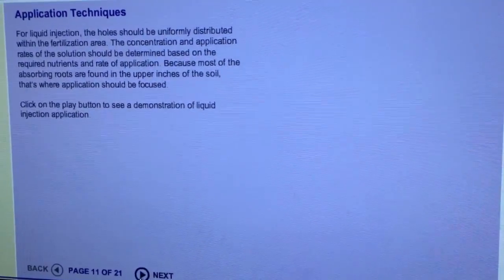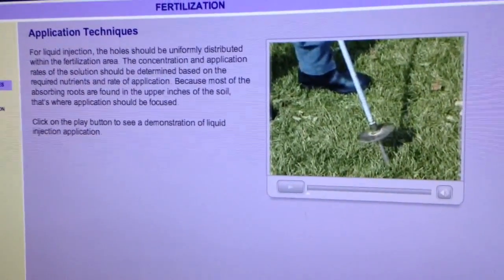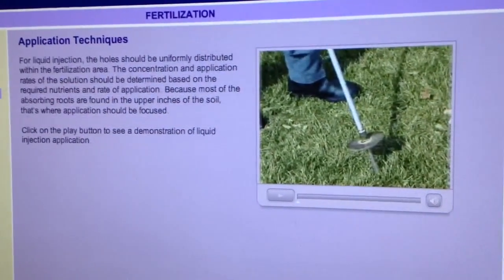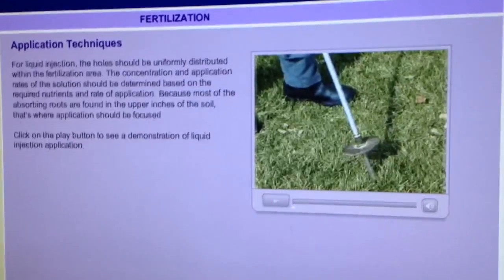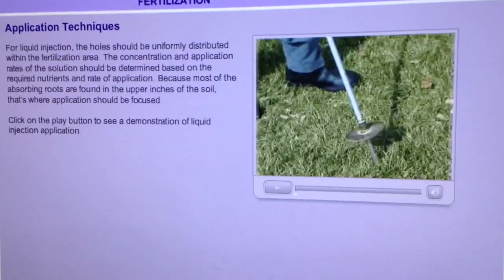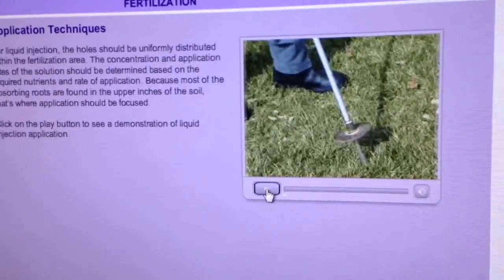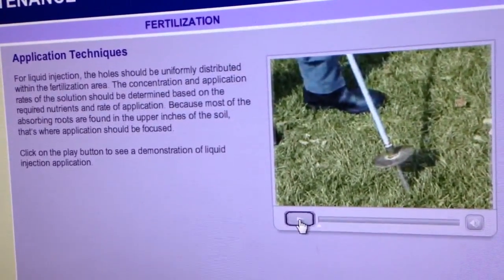For liquid injection, the holes should be uniformly distributed within the fertilization area. The concentration and application rates of the solution should be determined based on the required nutrients and rate of application. Because most of the absorbing roots are found in the upper inches of the soil, that's where application should be focused. Click on the play button to see a demonstration of liquid injection application.